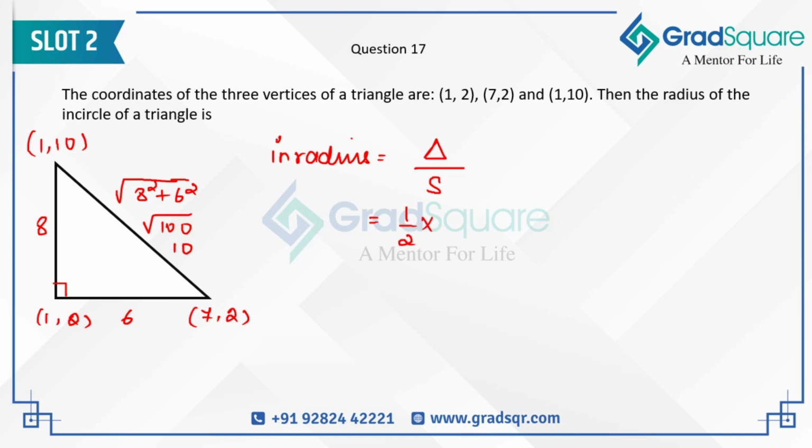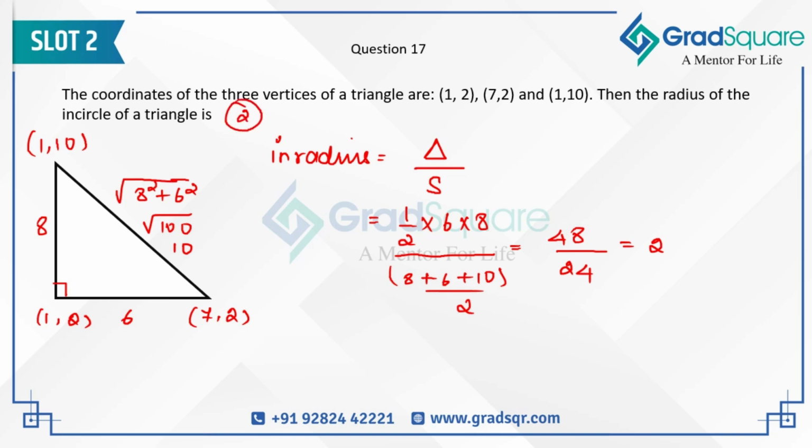Half into base is 6, height is 8. Divide by semi perimeter, half of the perimeter, that means 8 plus 6 plus 10, the whole divided by 2. So this is going to be 48 divided by 24. So inradius is going to be 2 units. So that will be the answer for this question.